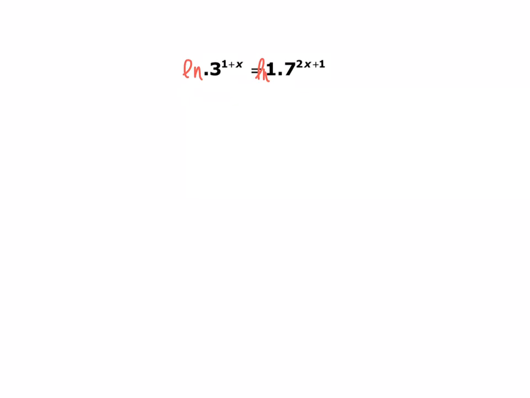So now you have the natural log of 0.3 to the 1 plus x is equal to the natural log of 1.7 to the 2x plus 1. So now we can use our logarithm rules. You have exponents inside your logarithm, so you can bring those down in front. So make sure you put parentheses around the exponents because you want this whole thing multiplied by the natural log of 0.3 and this whole exponent multiplied by the natural log of 1.7. Remember, natural log of 0.3 and natural log of 1.7 are just numbers, so you can distribute them, you can add, all this kind of stuff. They're just numbers and you can just treat them like numbers.